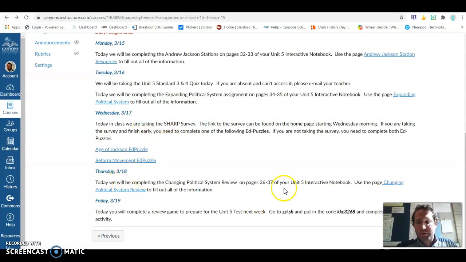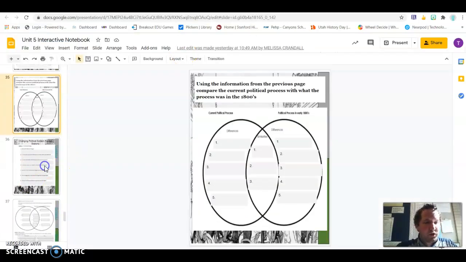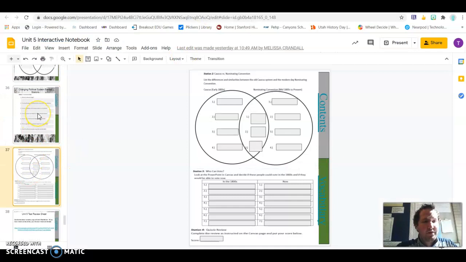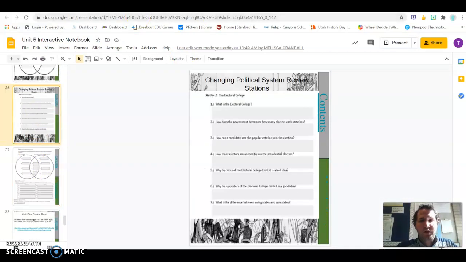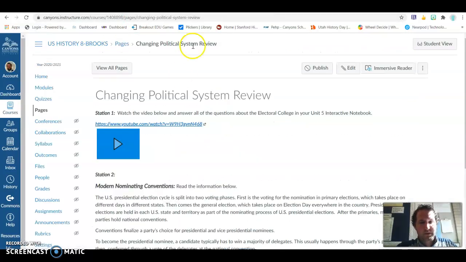And Thursday is a bit of a review day, kind of reviewing a lot of the changes we've talked about this week for pages 36 and 37. You're going to use this page right here.